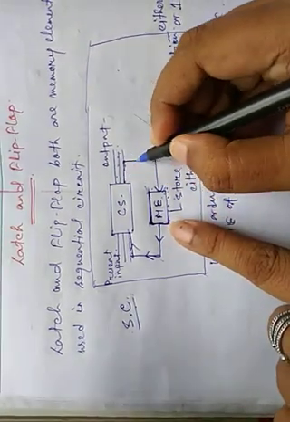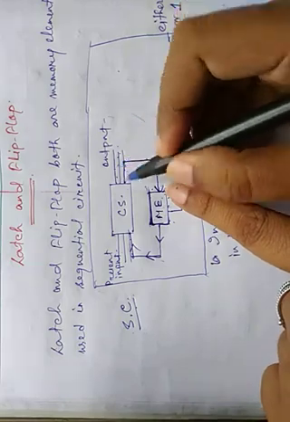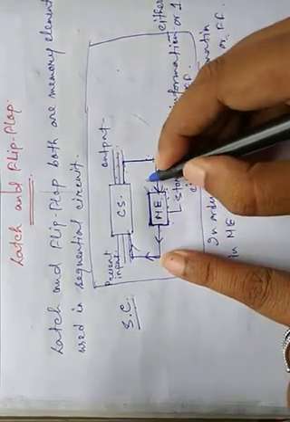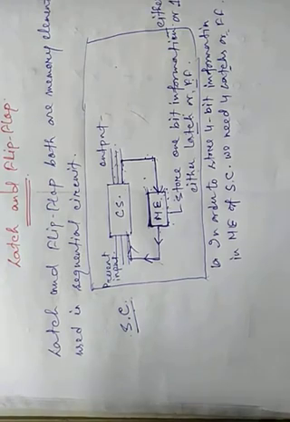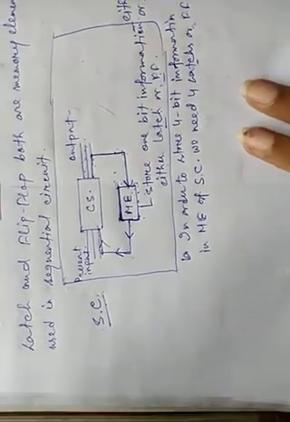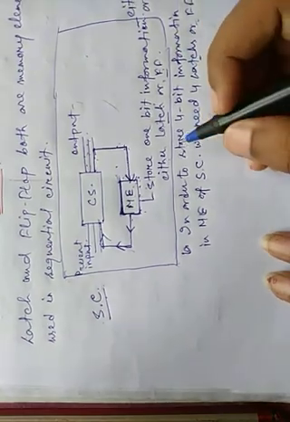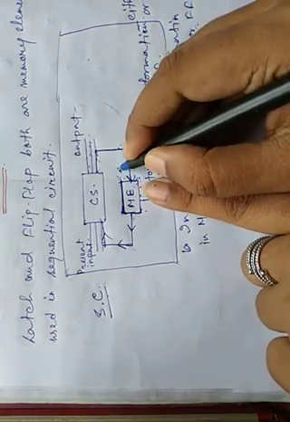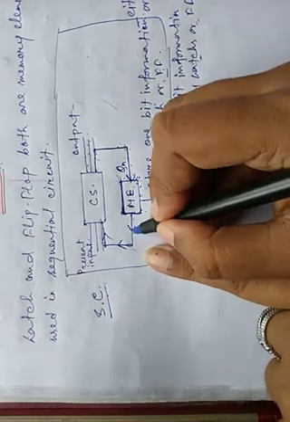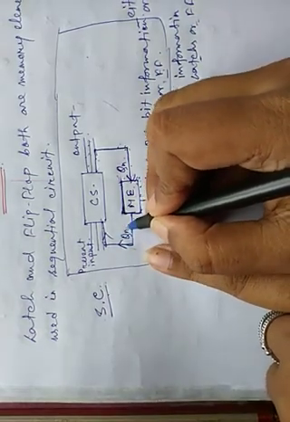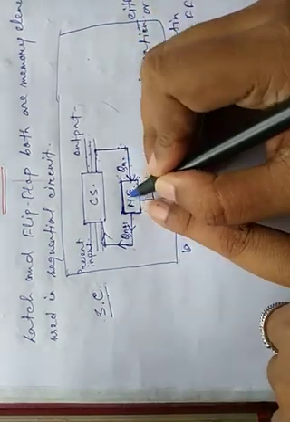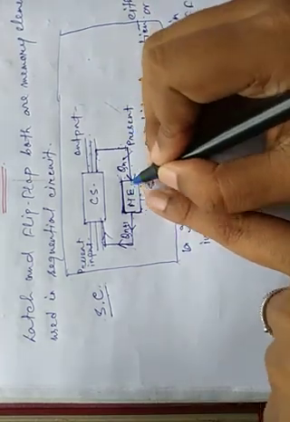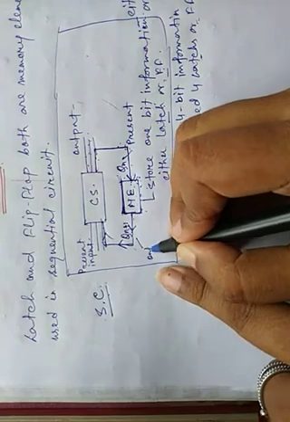Now the output goes back as an input. We can say that the input of the memory element is its present state Qn, and this output is Qn plus 1, that is, the input is the present state of the memory element, and the output is the next state.